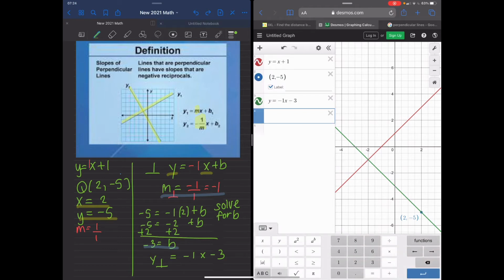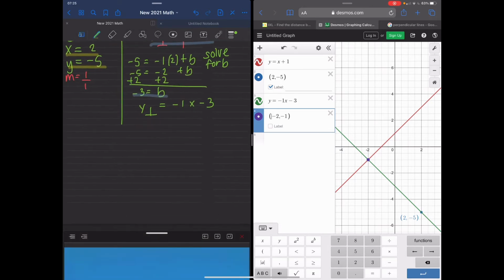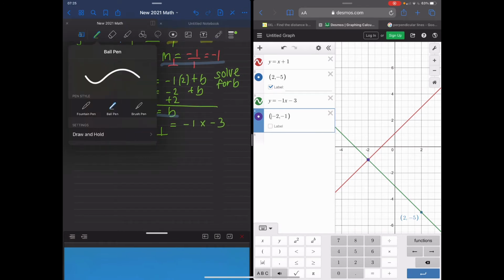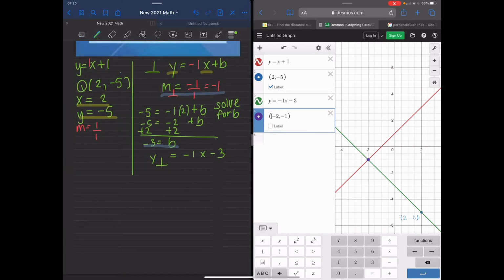So then let's go ahead and add that. And I had negative 2 comma negative 1. We're going to label it, and we're trying to find the distance between those 2 points. So now we're going to use the distance formula. Okay, so let's move up our page. So here is our information. My original point is 2 comma negative 5. My perpendicular point is going to be negative 2 comma negative 1.